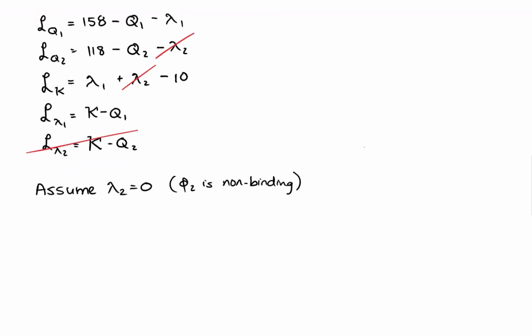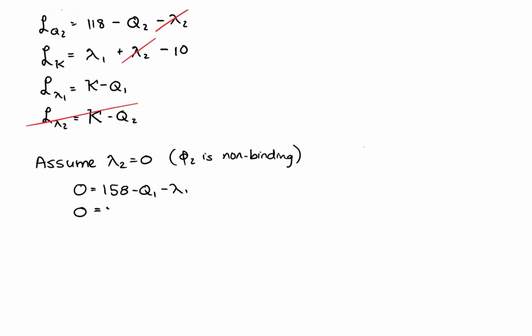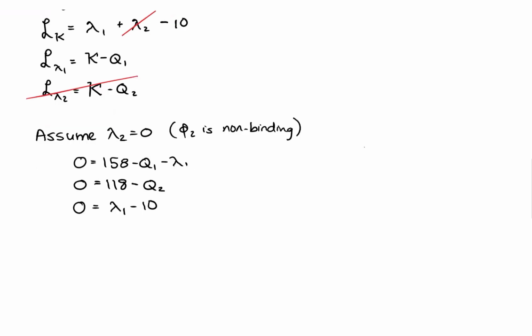So then my system of equations becomes 0 is equal to 158 minus Q1 minus lambda 1. The derivative with respect to Q2, setting it to 0, I have 0 is equal to 118 minus Q2. My third equation, I get lambda 1 minus 10 is equal to 0. And the fourth equation becomes kappa minus Q1 is equal to 0.